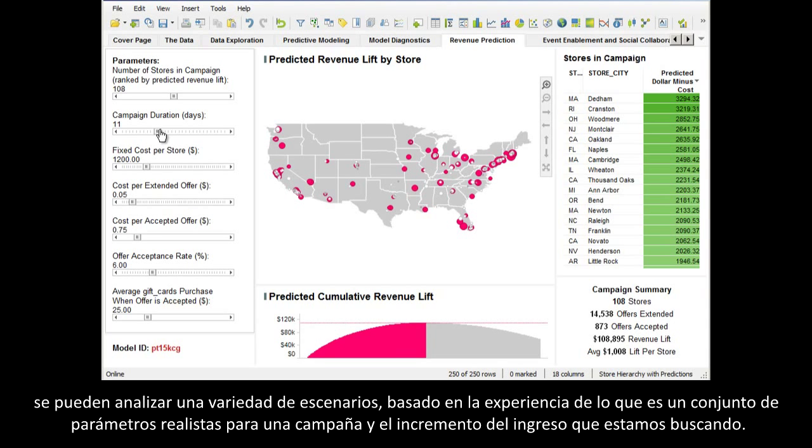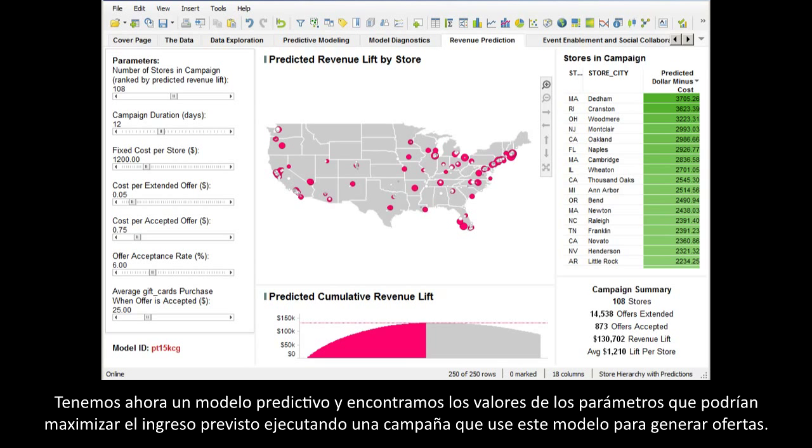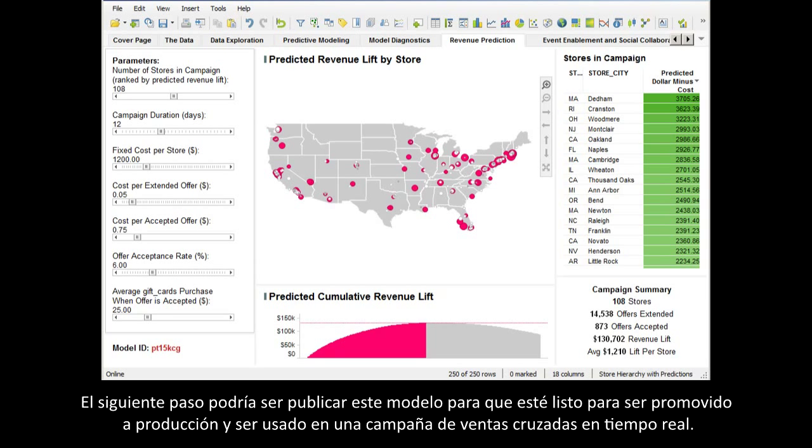A variety of what-if analysis can occur here based on experience with what is a realistic set of parameters for a campaign and what is the revenue lift we are looking for. We now have a predictive model, and we found the parameter values that might maximize the predicted revenue from running a cross-sell campaign that uses this model to target offers. The next step might be to publish this model so it is ready to be promoted to production for use in a real-time cross-sell campaign.